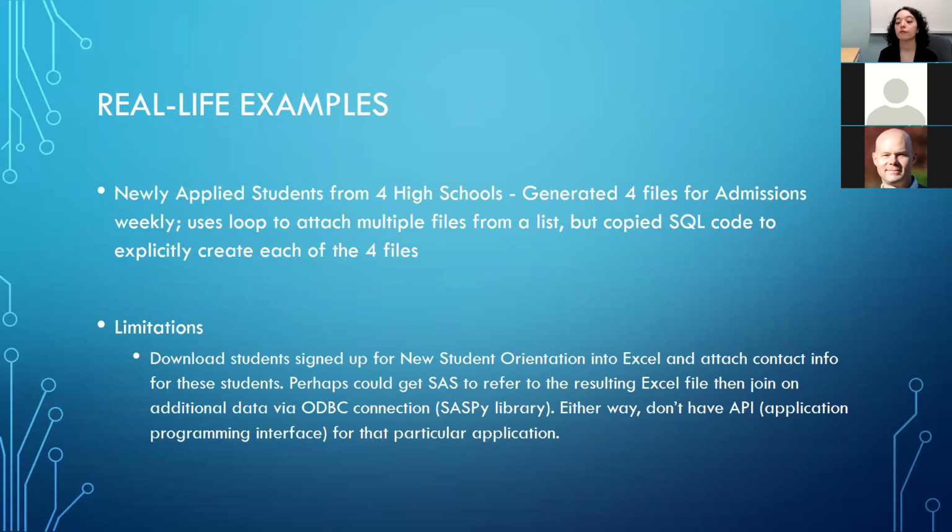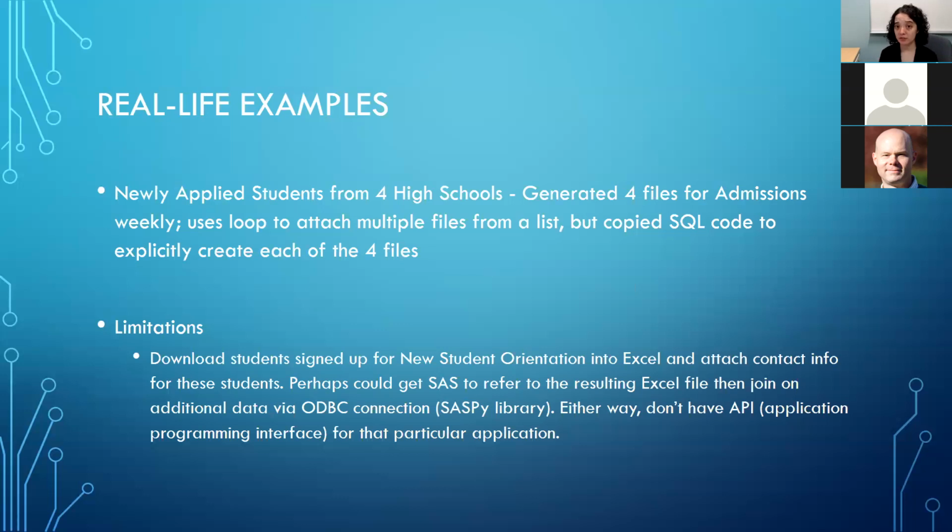Whereas for generating 4 Excel files from 4 SQL files, I didn't necessarily think it was worth putting it into a loop to generate the files. So I just copied and pasted the code 4 times, so that it would explicitly generate the files 4 times. But again, I use a loop to attach multiple files from a list because I knew that that would be worth making sure I had figured out.